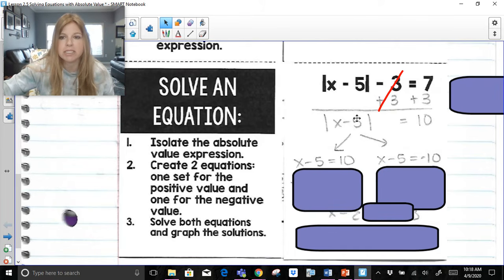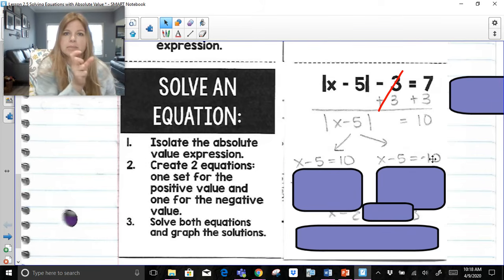Interesting. This x minus 5 here just stayed exactly the same. And actually look at the first equation. All that happened from this equation to this equation is we got rid of the absolute value bars. The second equation, we kept the x minus 5, but the 10 becomes negative. So what we want it to be set equal to stays positive and then becomes negative. And those are our 2 equations.